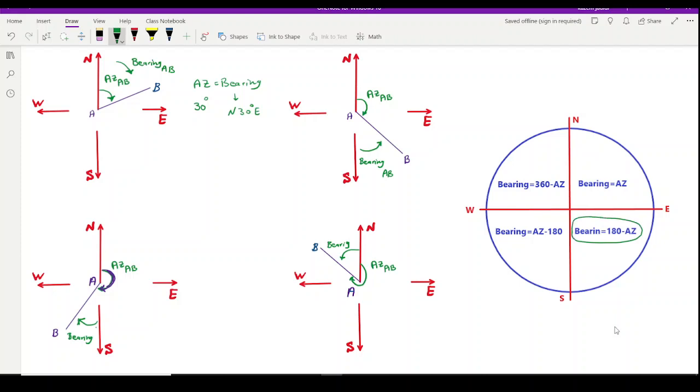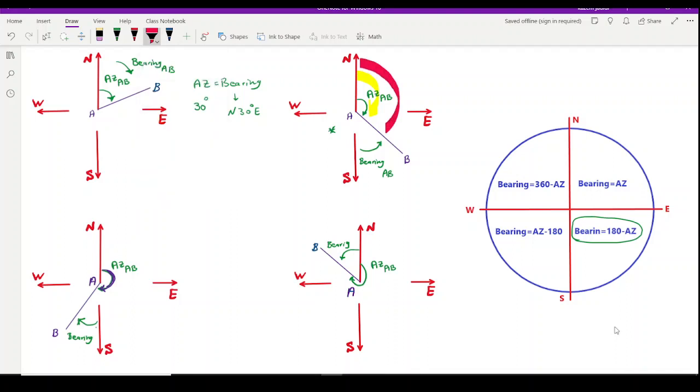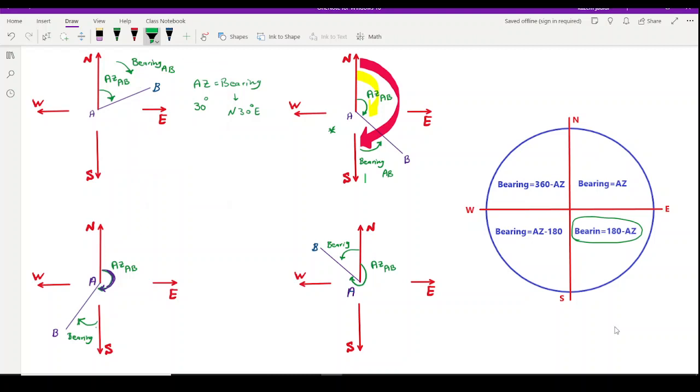Now, for the second quadrant, or southeast quadrant, in order to calculate bearing, we can use azimuth, and by subtracting azimuth from 180 degrees, we can find bearing. In this sketch here, I have shown it. Look, this is our azimuth. If we subtract this azimuth from 180 degrees, so this is 180 degrees, you subtract this yellow line from this 180, what you will get clearly is the one that we are looking for, and that's our bearing.